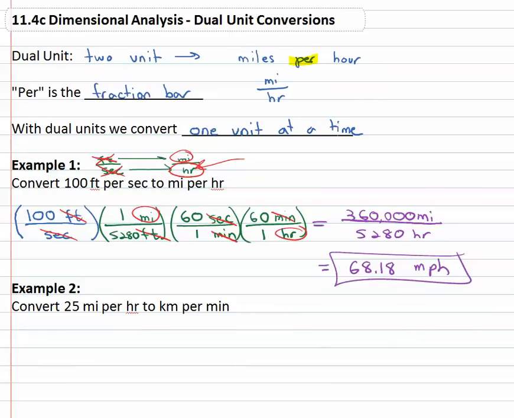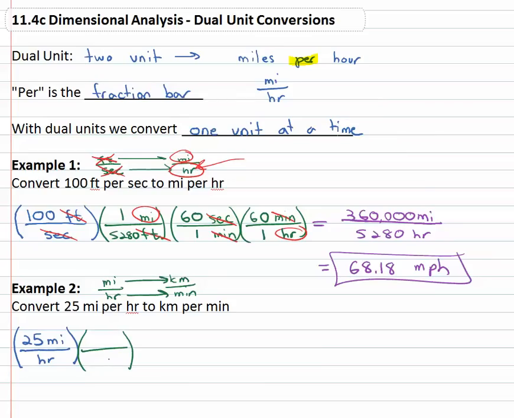Let's try one last conversion here. Let's change 25 miles per hour into kilometers per minute. Well, we start with the 25 miles per, is the fraction bar, hour. We have miles per hour. We want kilometers per minute, which means we have to change the miles and the hours, the numerator and the denominator, separately.